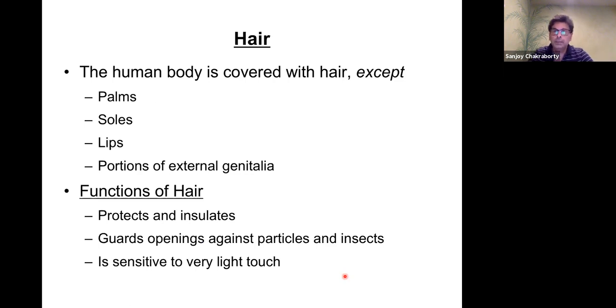What is the function? The main function is insulation. Your hair is insulating so that heat cannot escape, and it protects. There is also some hair in the nasal passageways and the ear canal which protects. That's a defense mechanism, and it is very sensitive to light touch. So the body knows that something touched. If an insect lands on your body and your hair moves, the body instantaneously knows, so the body can react against that. That's part of the mechanism as well.